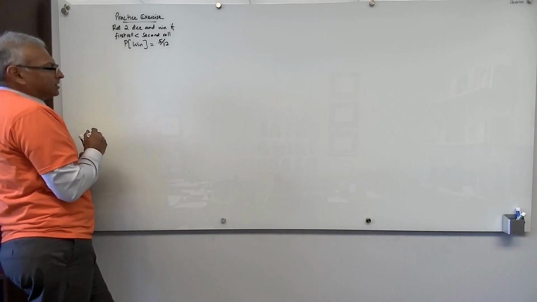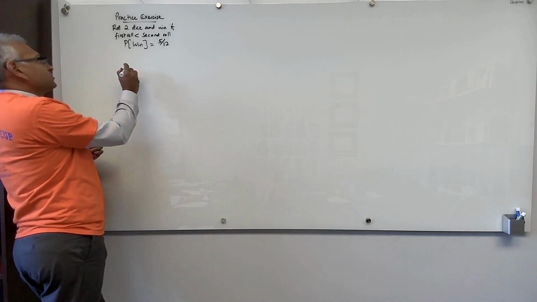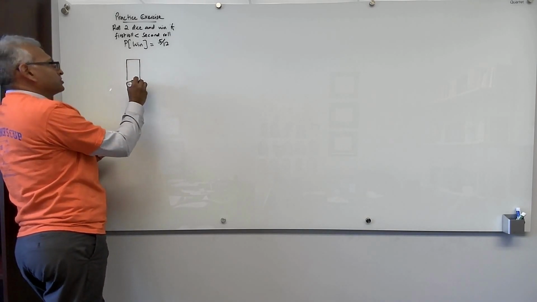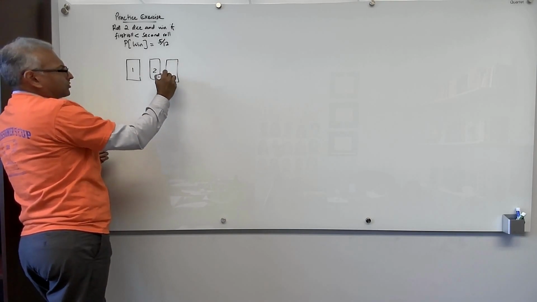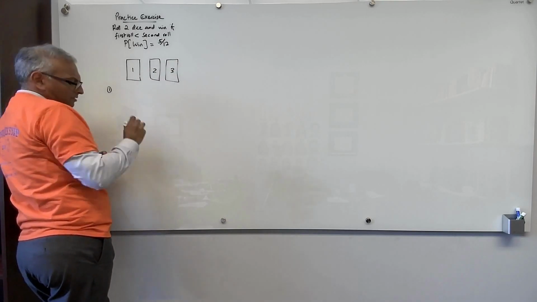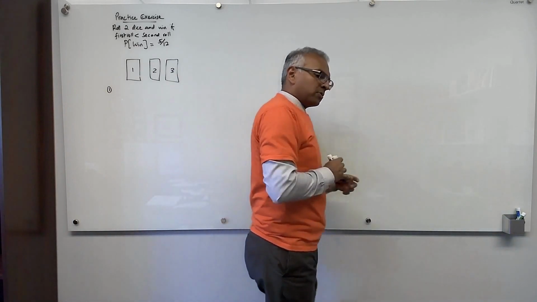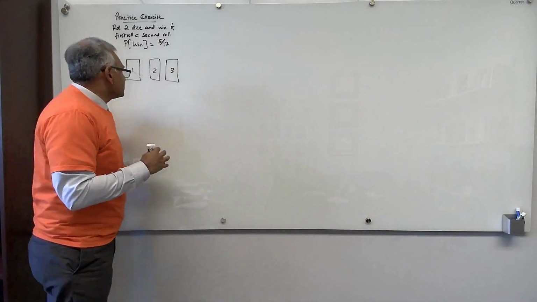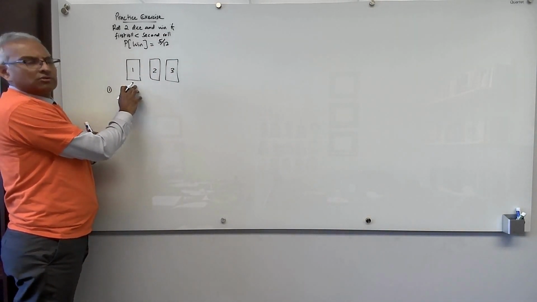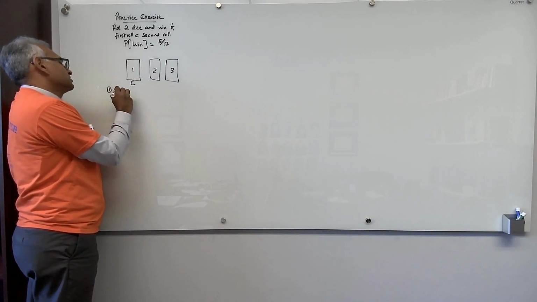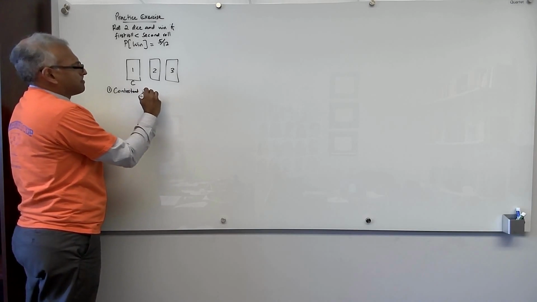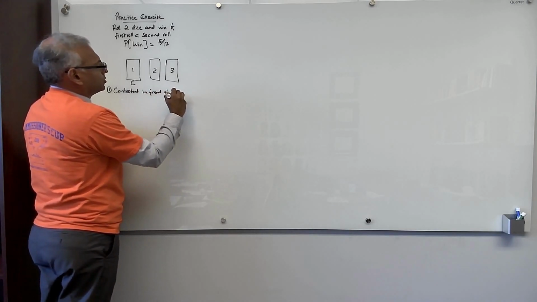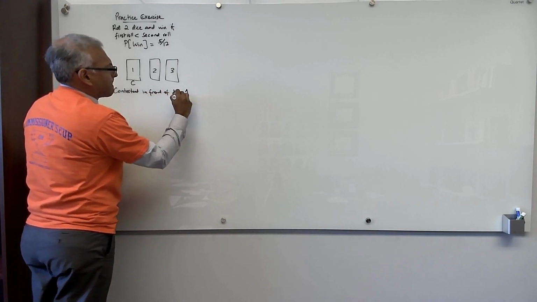So, the game concerns 3 doors. So there are 3 doors. Let's label them door 1, door 2, and door 3. Okay, and the game show proceeds as follows. There's the contestant, and the contestant stands in front of door 1.